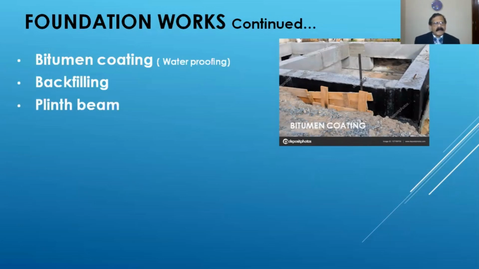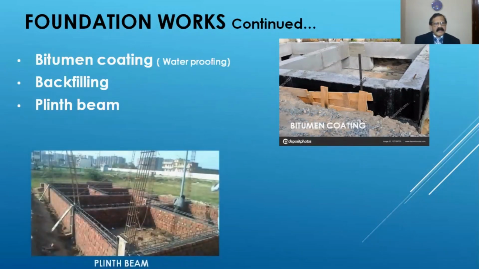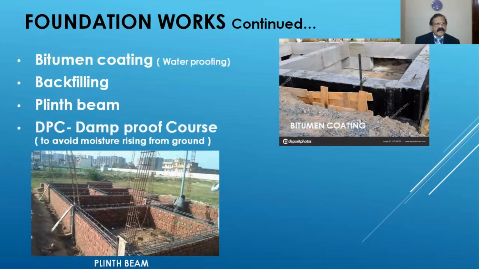After this, you will be doing the plinth beam. Plinth beam is the beam which is constructed at plinth level where the floor slab is constructed. Plinth beam will make the foundation work strong. It will create a bond between all the columns and walls, and it will make the foundation work very strong. So plinth beam is very essential.